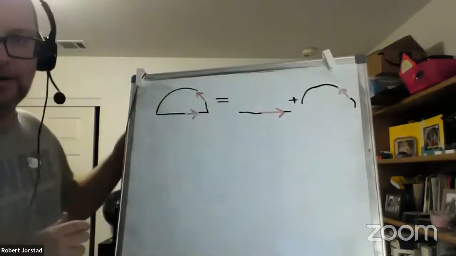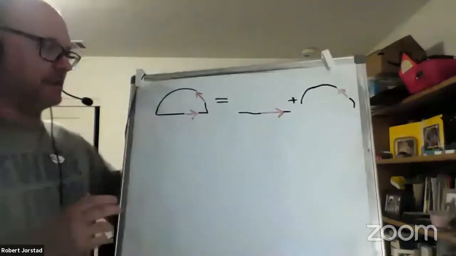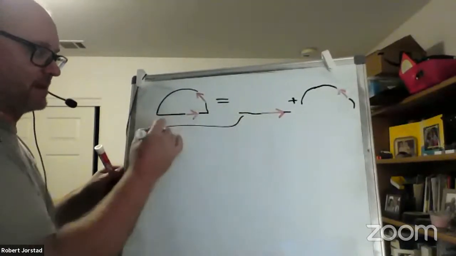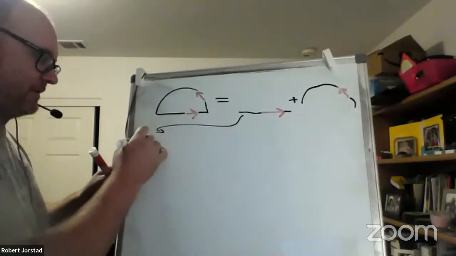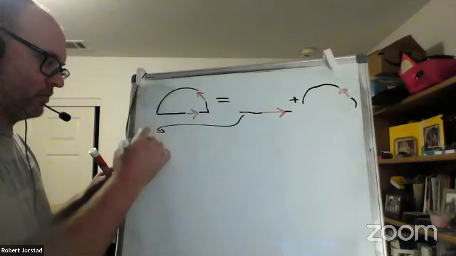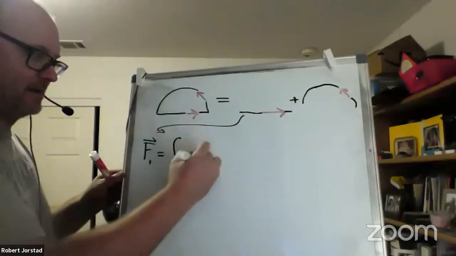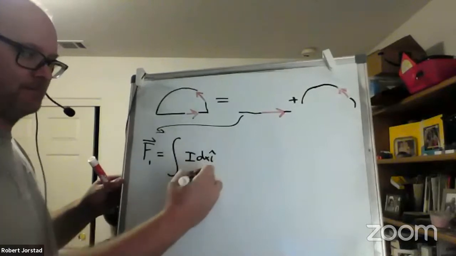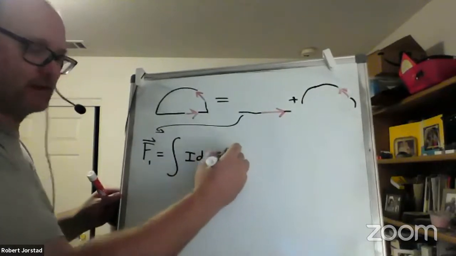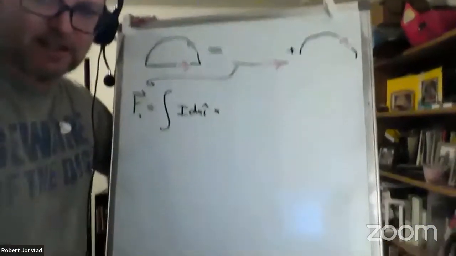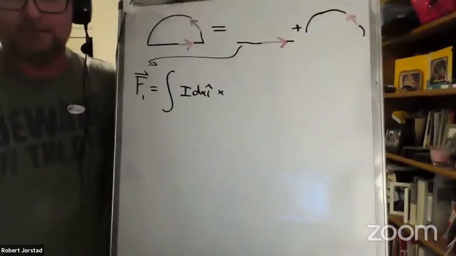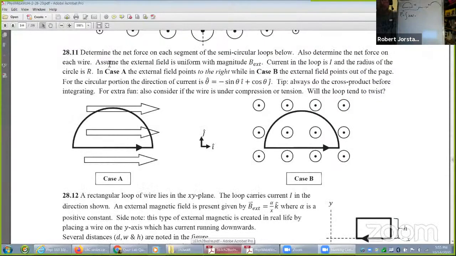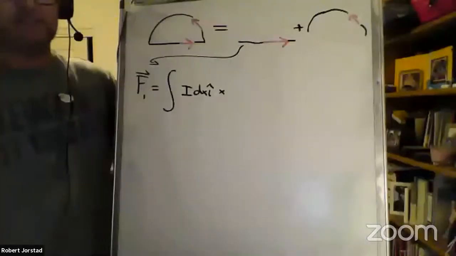In this case, this integral we pretty much know already. We just did it. So the force on segment 1 should equal the integral of I dx in the I hat, and then we're going to cross that with, now I've got to read this problem, the B field. I think the B field was external and uniform. Let me read that again. It's uniform with magnitude B external. Current in the loop is I. Okay, watch this, everybody. This is a good point to watch.